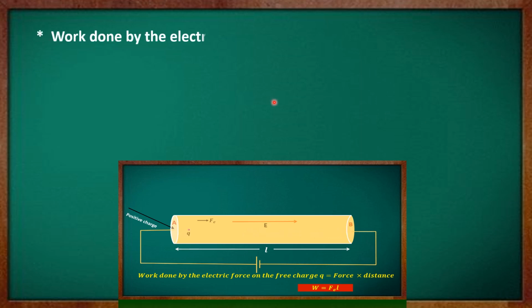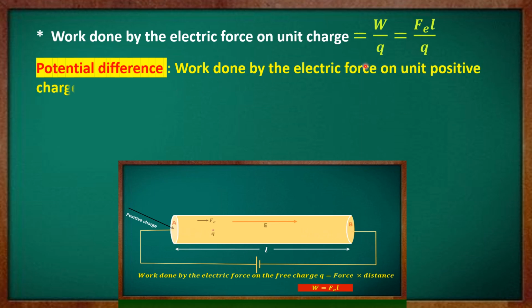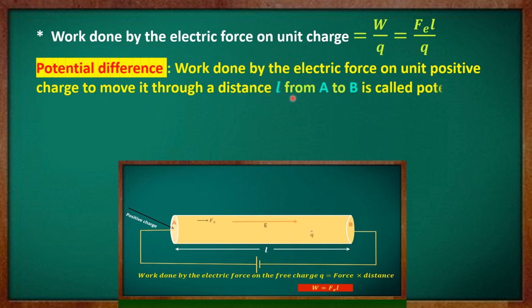See here, the work done by the electric force on unit charge is W by Q. It is nothing but F_E L by Q. This is nothing but the potential difference between the two points A and B. So let us define the potential difference. The work done by the electric force on a unit positive charge to move it through a distance L from A to B is called potential difference.